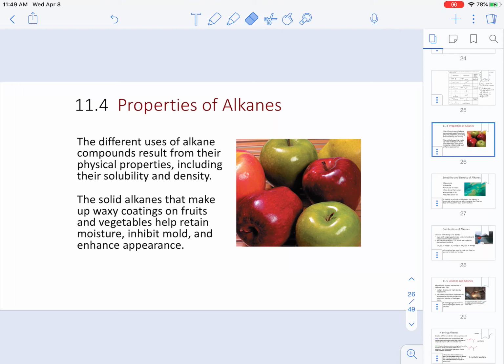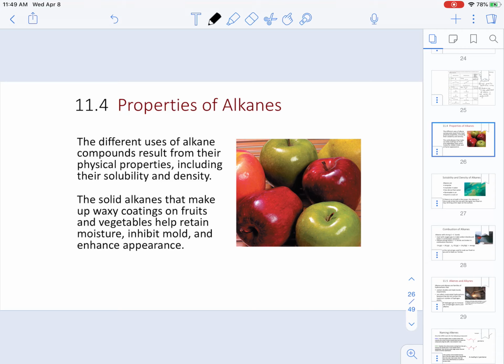In this lecture, we are going to be covering the properties of alkanes, how to name and draw alkenes, and then after that, we're going to be moving on to the alkynes. So, when it comes to alkanes, understand that alkanes have a variety of properties, specifically physical properties, that can be described in terms of their solubility and density.